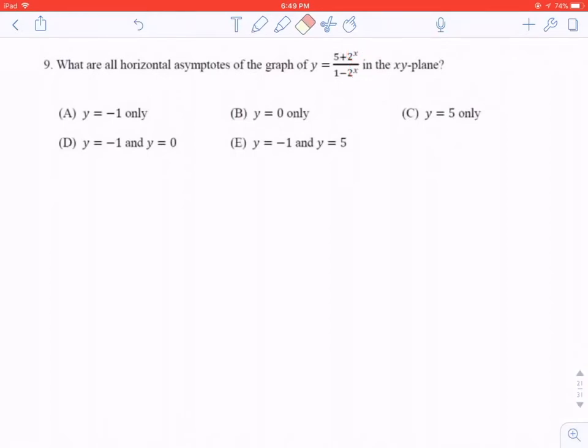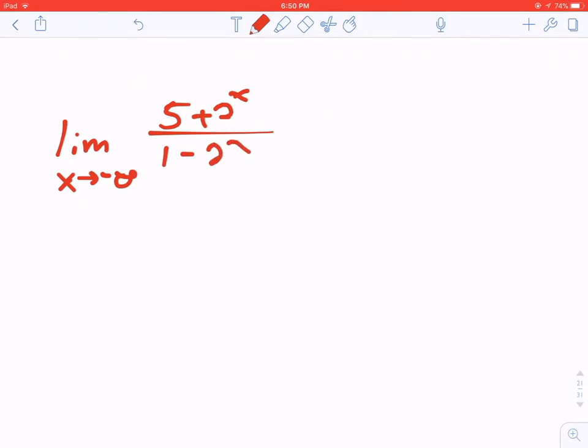Here's how this has to be approached. We need to look at two things. We need to look at what happens to this function as we go left forever, and we need to look and see what happens to this function as we go right forever. Why? Because moving left to right forever means you're finding the horizontal asymptotes. That's what it means.